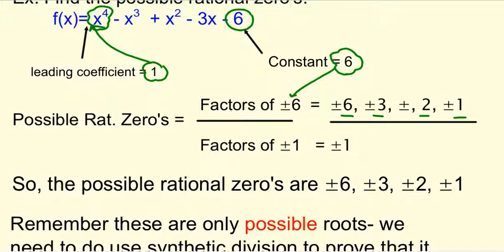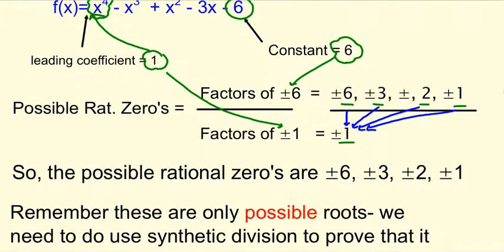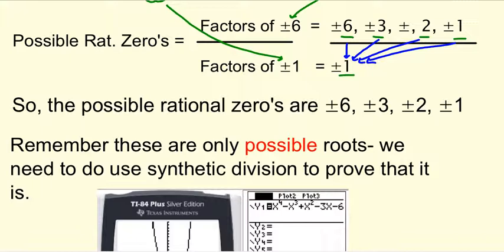And then we take the factors of 1. The only factors of 1 are 1 times 1 and negative 1 times negative 1. So what we do is we divide these. We take plus or minus 6 over 1, plus or minus 3 over 1, plus or minus 2 over 1, plus or minus 1 over 1. And we get a total of 8 possible real roots, called rational roots, because we could end up having some fractions, but in this example we don't. So these are just some nice integers.